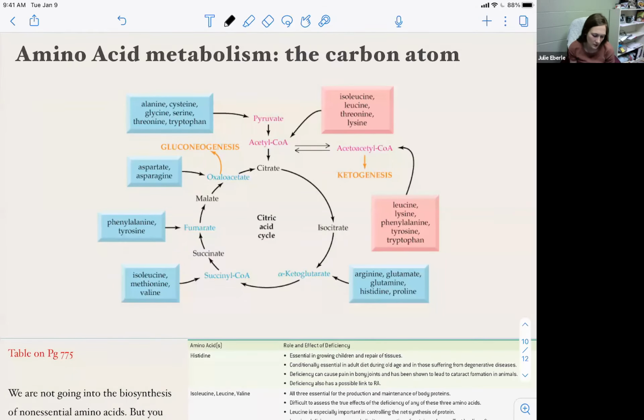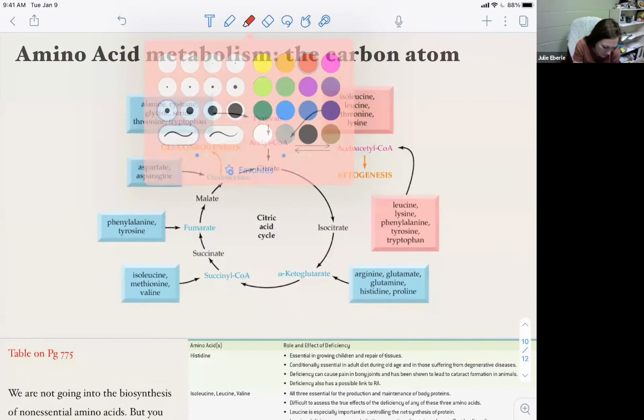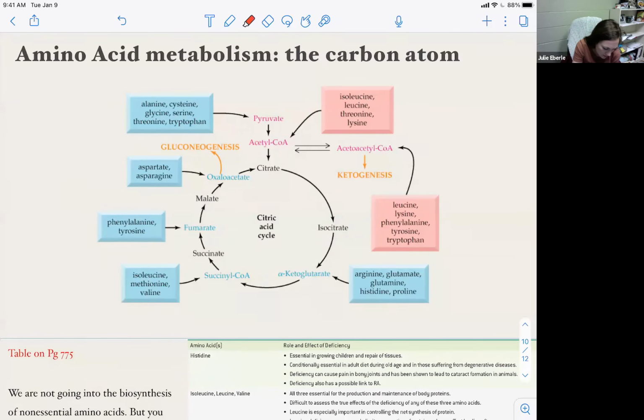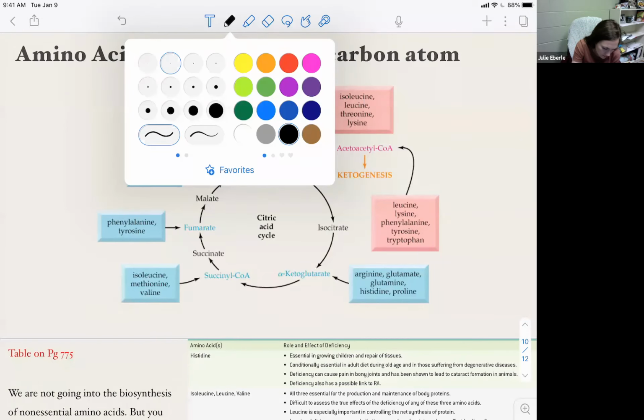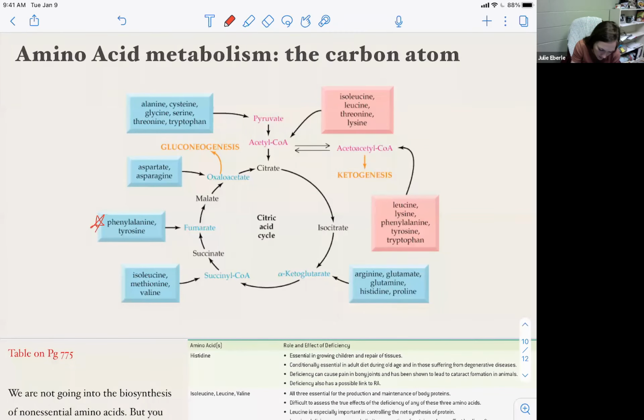Okay, so for example, you see phenylalanine. I should probably highlight it. I'll just put a star by it. You see phenylalanine right here, and then you see it over here. So that's okay. Some of them can be both blue and pink, and I'm going to explain what blue and pink means in a minute. But essentially, all amino acids can feed into the citric acid cycle or a pathway that the citric acid cycle comes from or feeds into.